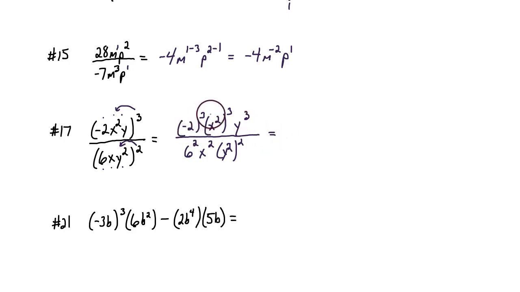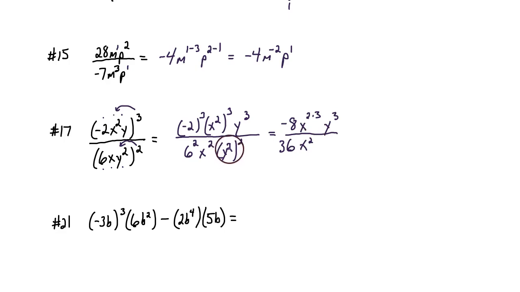Negative 2 raised to the third power is negative 8. X to the second raised to the third power is x to the 2 times 3 power. And then we have our y to the third power. Now in the denominator, 6 squared is 36. Then we have x squared.